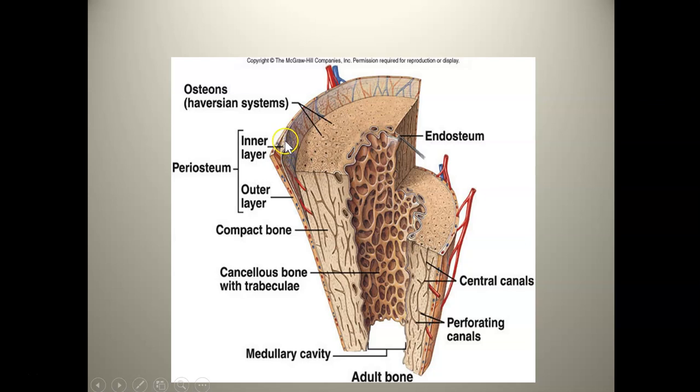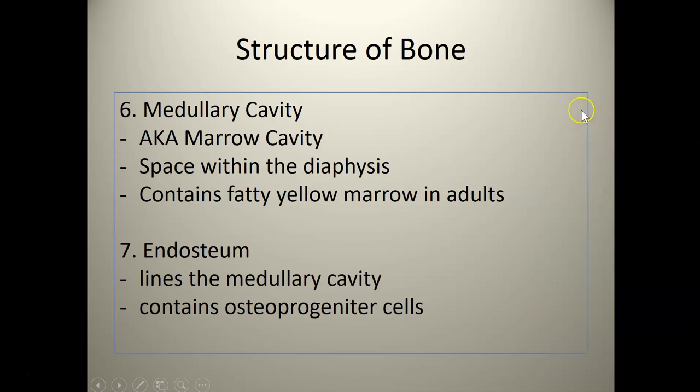The inner layer, remembering, was the osteogenic, and the outer layer was where we found the blood vessels and nerves, known as the fibrotic layer or fibrous layer. The 6th structure of a bone is called the medullary cavity or the marrow cavity. It is the space within the shaft or the diaphysis.